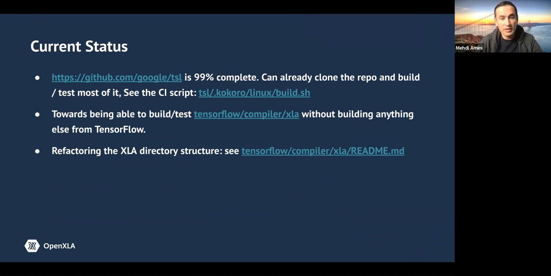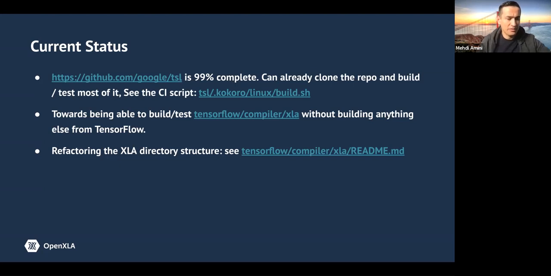And we are now working on getting XLA, which is currently located in TensorFlow/compiler/XLA, building and testing itself without any TensorFlow dependencies. If you look at the Git history on this directory, you can see that we've been doing many refactoring and updates to cut those dependencies and clean all this up.